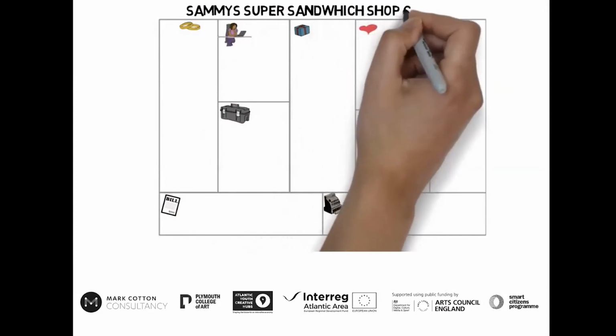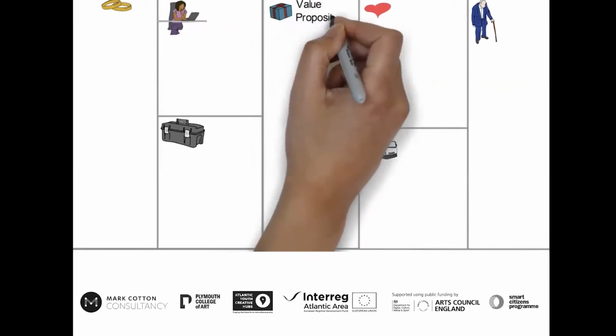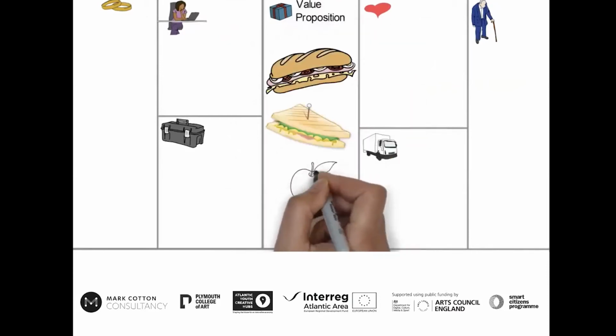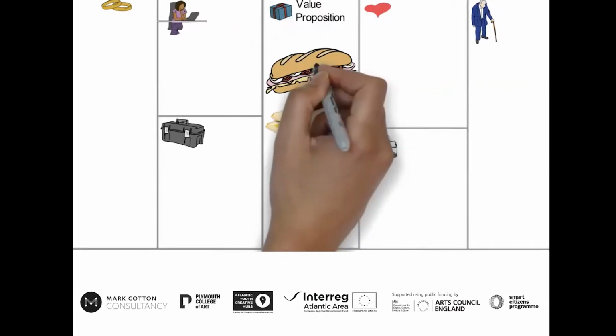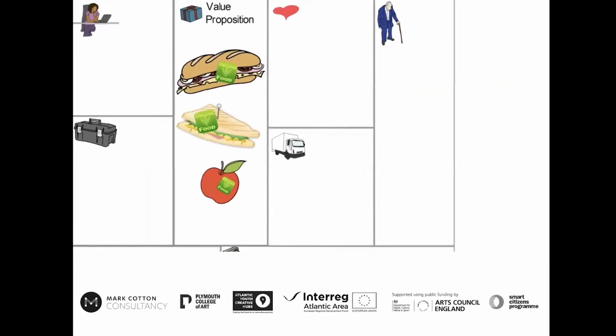Sammy's Super Sandwich Shop. So let's say Sammy is tired of eating at fast food joints because of their low quality food. So Sammy decides that this is what he wants to change, and to provide people with great tasting organic sandwiches. This is Sammy's value proposition.